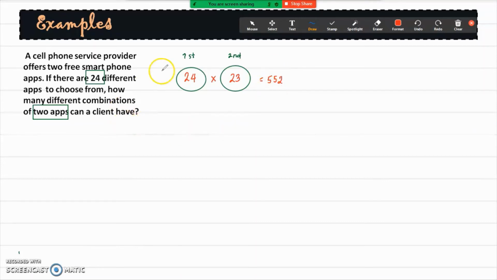So answering the question, we'll say there are 552 possible combinations of apps. Okay?